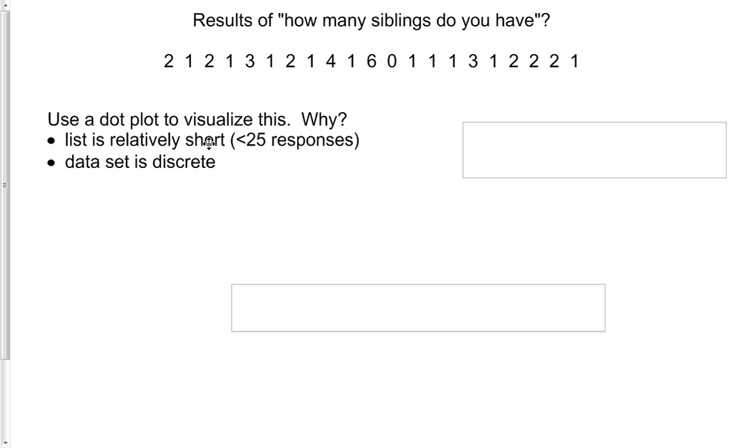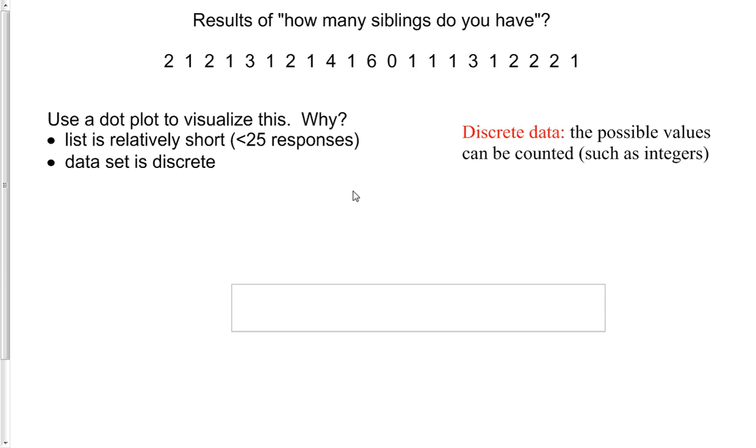The list is relatively short, and the data set is discrete. And what I mean by discrete is that the possible values are integers. They're things that can be counted. So we have 1, 2, 3. Those are the results of how many siblings you have. You can't have 4.5 siblings or 4.59423 siblings, for example. It's a discrete number of choices. So when you have that, a dot plot's a good thing to do.